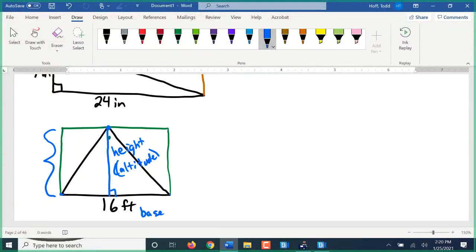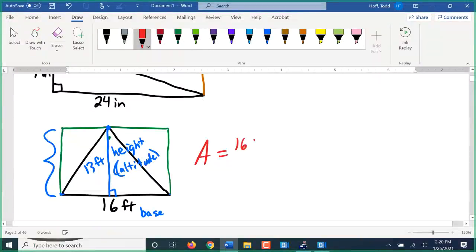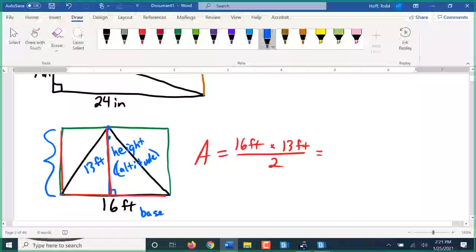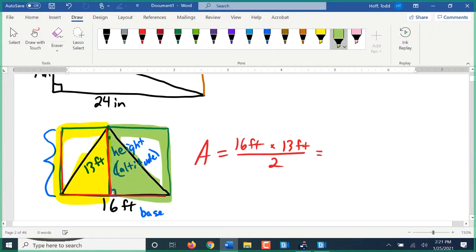So if I tell you that that dimension here is 13 feet, find the area of this triangle. It's going to be 16 feet, that's the length of the related rectangle, times 13 feet, that's the width of that related rectangle. And of course, divided by 2 because the triangle is half of the rectangle. Now you might be looking at this one saying, well, it's not so obvious that that triangle is half of the rectangle. But if we take it in 2 pieces, we look at this piece here, this triangle is half of that. We look at this piece over here, this part of the triangle is half of that. So the triangle is still definitely half of the related rectangle.